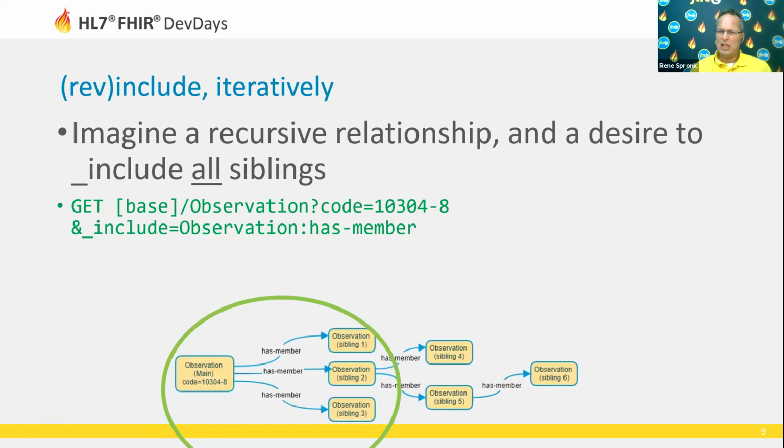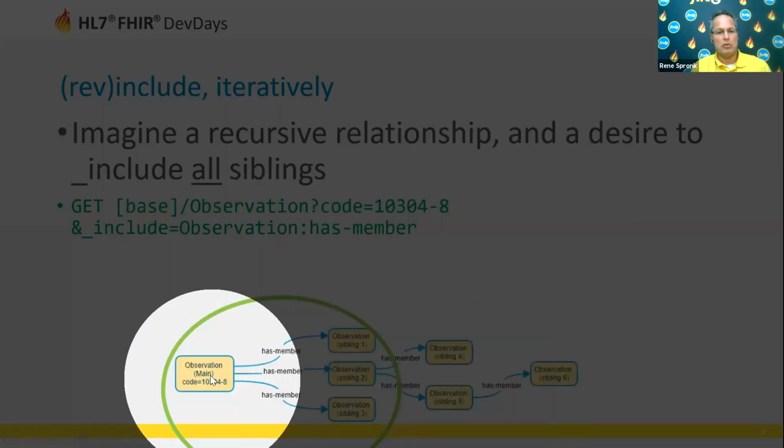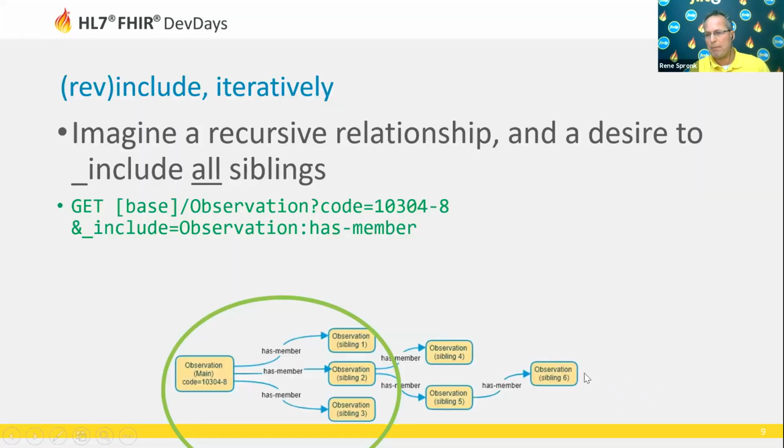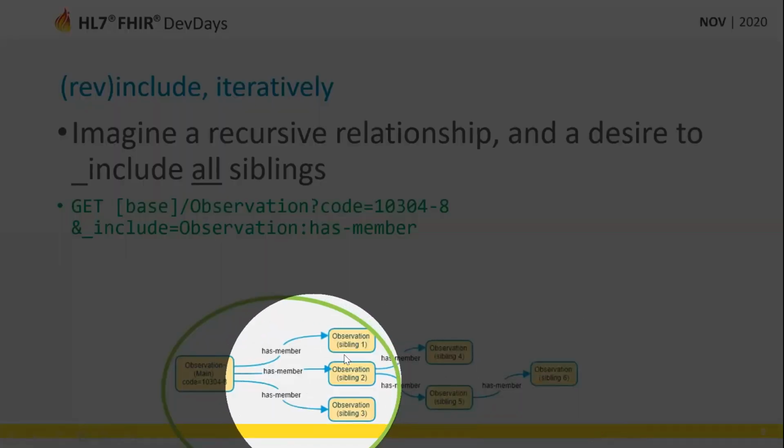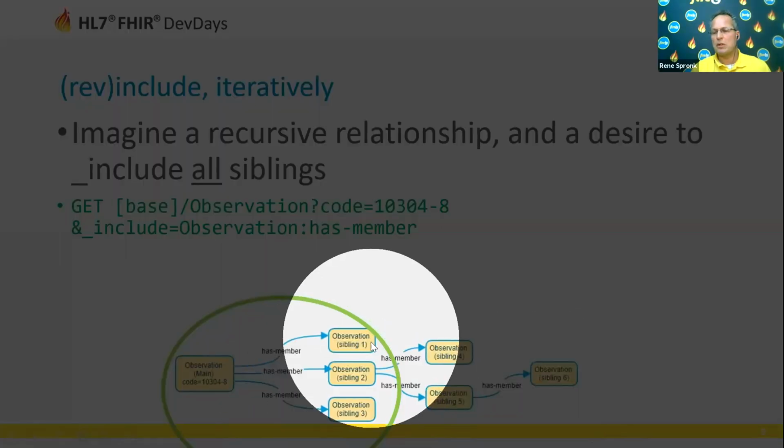Now, then I want to search for this observation, a specific observation, let's say this one. That's the focal point, let's say, of my search. But I want to include this whole subtree. And normally, if you were to do a regular include, then it would only return effectively these three resources.